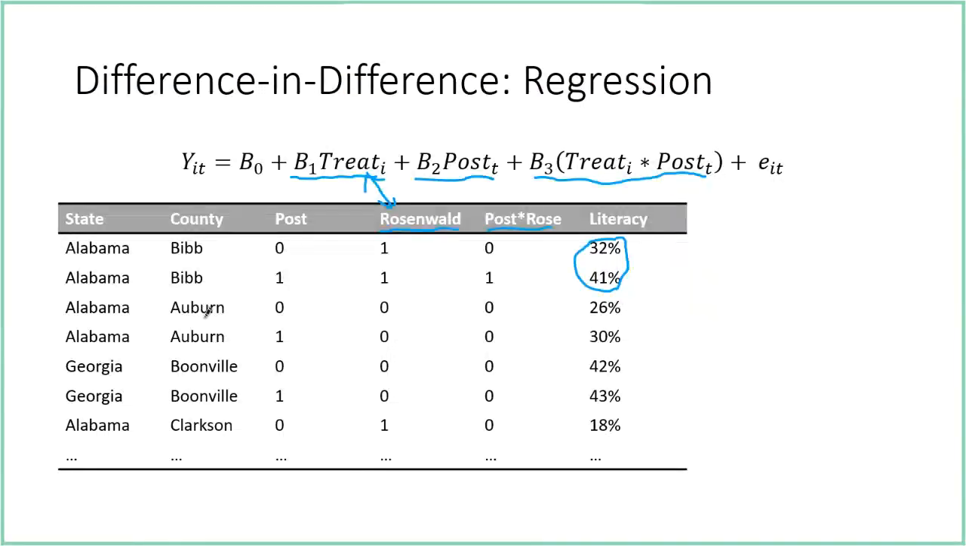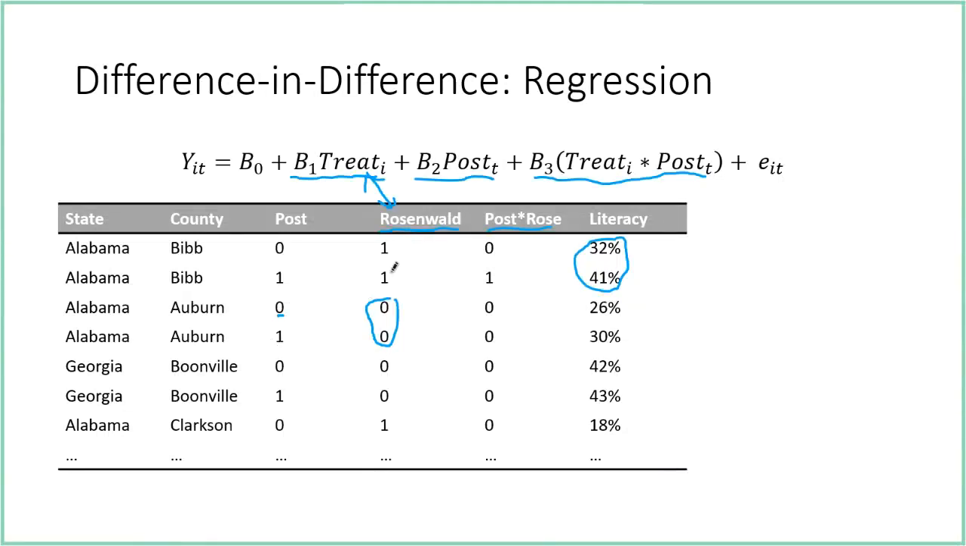In a county like Auburn County, let's say Auburn County never had a Rosenwald school built, so both values of Rosenwald are the same. For any county, their Rosenwald value is going to be the same for both observations. And for every county, their post value is going to be 0 beforehand and 1 afterwards.